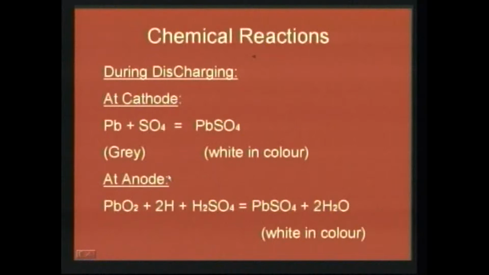Similarly, at anode, the hydrogen ions come and join at anode, that is lead peroxide. The lead peroxide reacts with the hydrogen ions and the electrolyte, which is made up of H2SO4, giving rise to lead sulfate and water. The lead sulfate here again is white in color. So during discharging, both the anode and the cathode turn white.